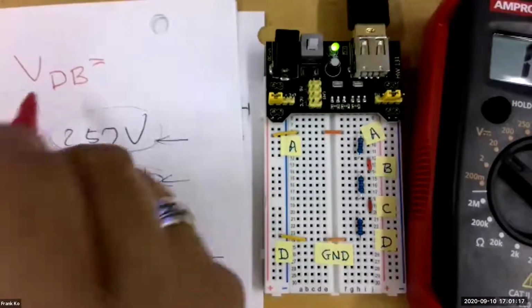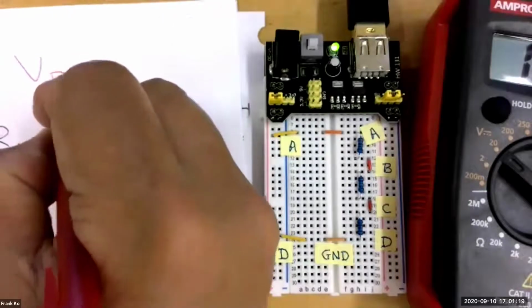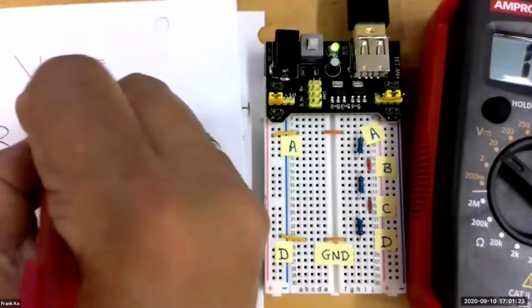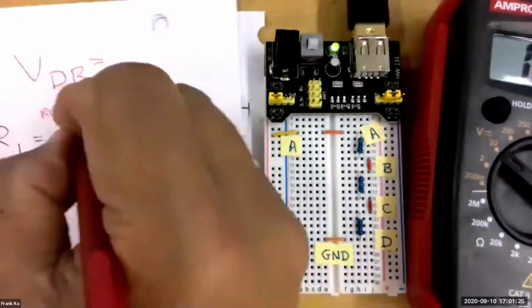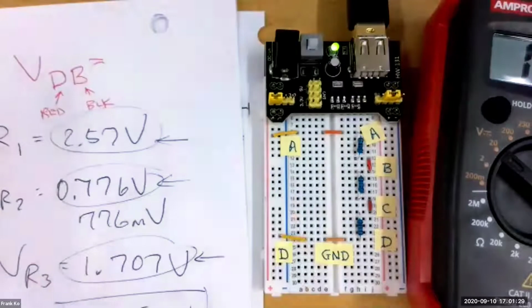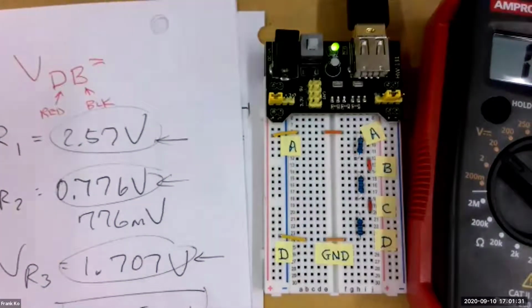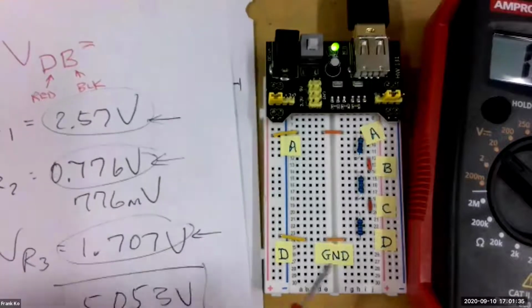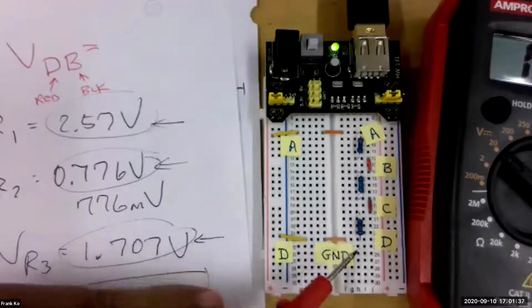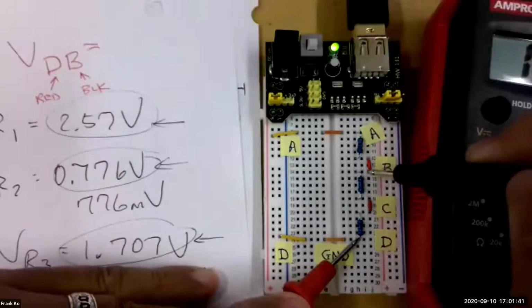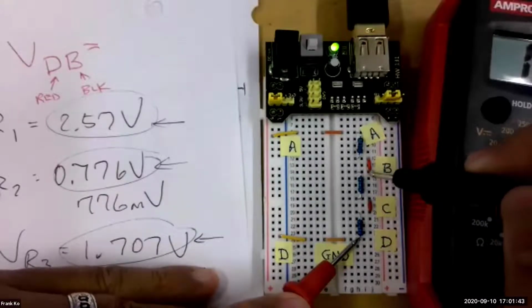That means what color probe goes on the first letter? The first letter will always get what color probe? Red. What color probe will go on the second letter? Black. So on my circuit, that means I'm going to put the red probe at point D, which is here, and then I'm going to put my black probe at point B, which is here. I'm not going to touch this yet.